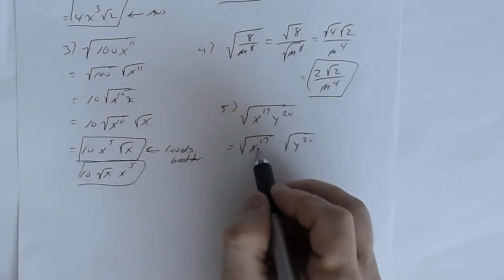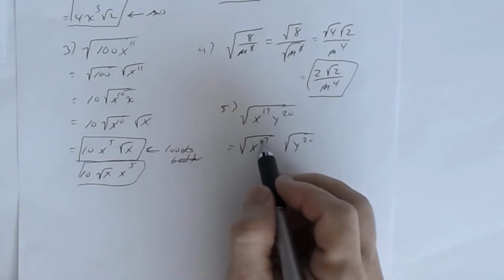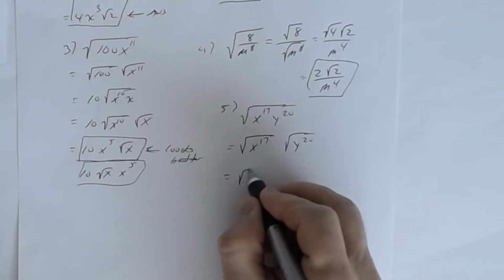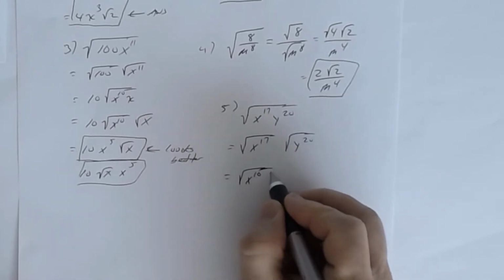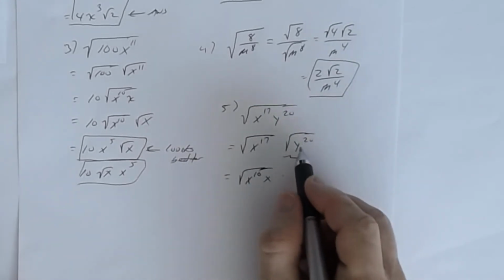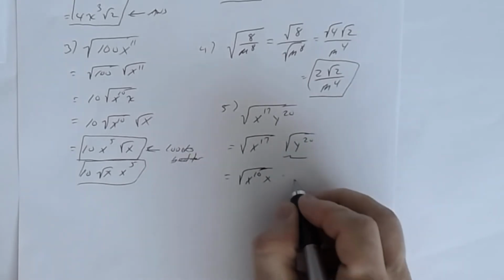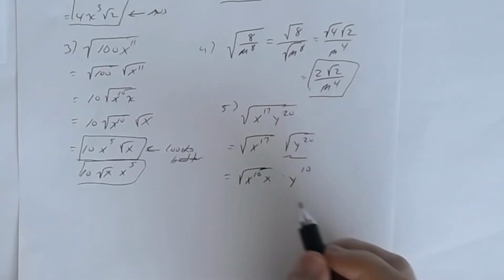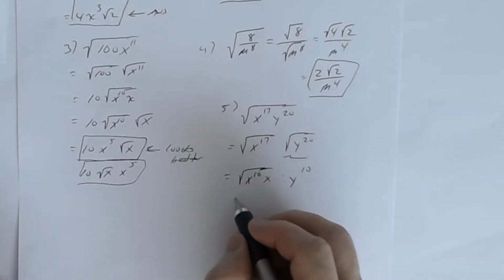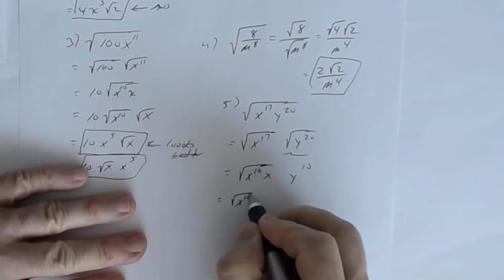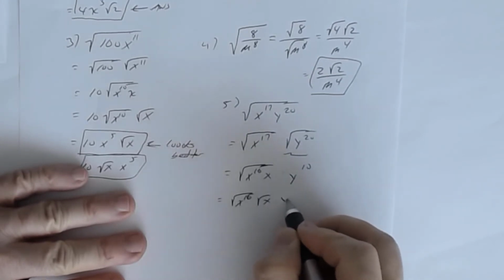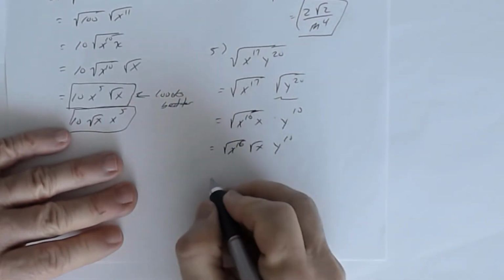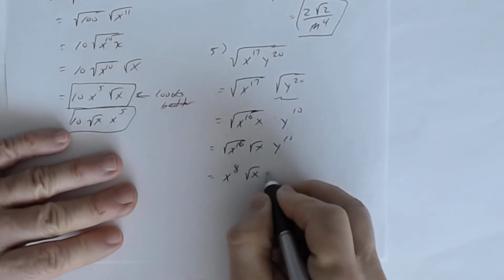All right, and so I can simplify this further. So what's the largest number less than 17 that's divisible by 2? The answer is 16, right? So I'm going to rewrite this as the square root of x to the 16th times x. And then I'm going to go ahead and rewrite this. That's going to be y to the 20 divided by 2 is 10. So y to the 10th. All right, because y to the 10th times itself is y to the 20th. All right, let's rewrite this now using the product rule. I get the square root of x to the 16th times the square root of x, y to the 10th. Okay. The square root of x to the 16th, 16 divided by 2 is 8 now. So this becomes x to the 8th, square root of x, y to the 10th.